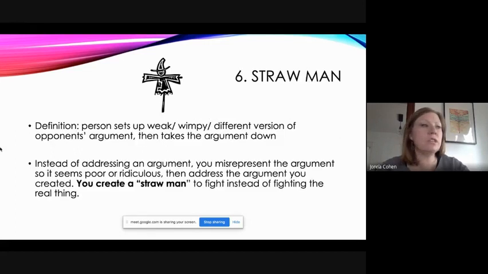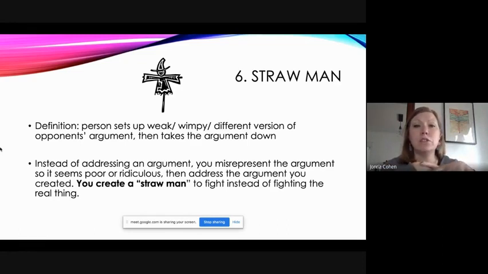So now we're moving on to the next fallacy of logic, which is called straw man. There are some different ways to define this. One definition says that a person sets up a weak or a wimpy or a different version of their opponent's argument, then they take that argument down. They knock the argument down. So instead of addressing an argument, you misrepresent the argument so it seems poor or ridiculous. Then you address the argument that you created.